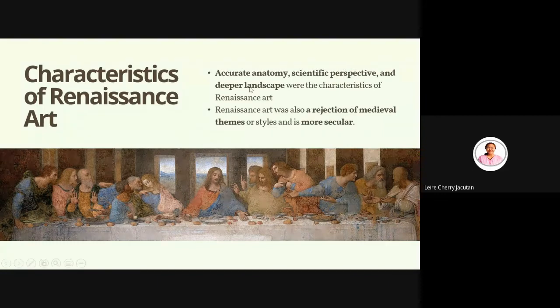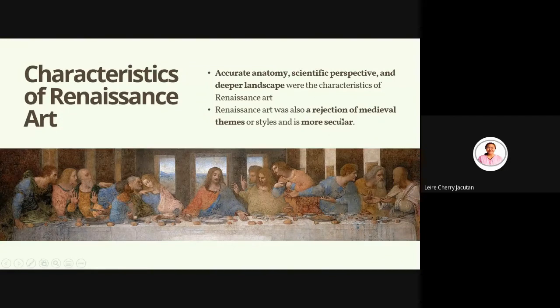So, ano ba yung mga characteristics ng Renaissance art? Accurate anatomy, scientific perspective, and deeper landscape were the characteristics of Renaissance art. So, Renaissance art was also a rejection of medieval themes or style and is more secular.